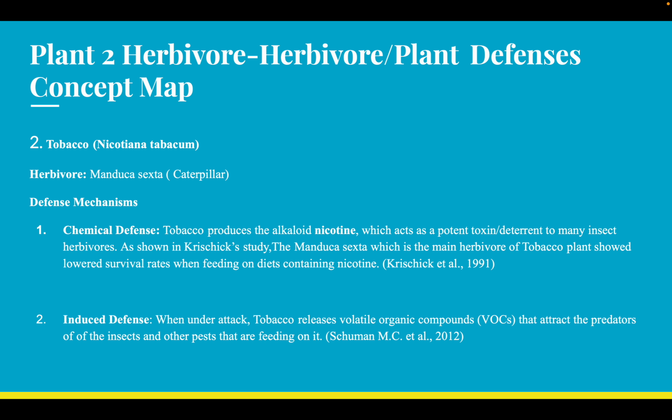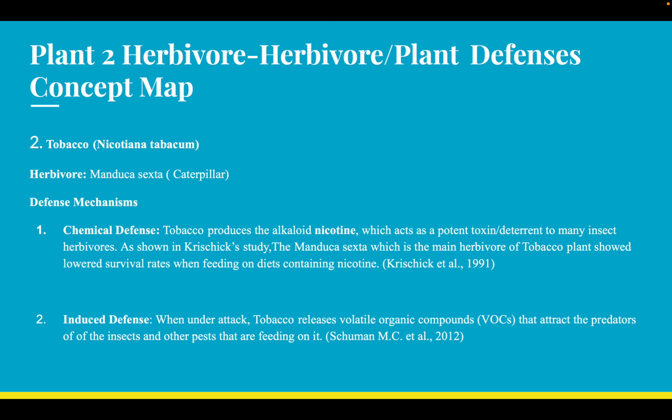The second plant I'll be discussing is tobacco, and its major herbivore is the caterpillar. Tobacco has two major defense mechanisms too. The first being chemical defense. Tobacco produces the alkaloid nicotine, which is used as a toxin to many insect herbivores.